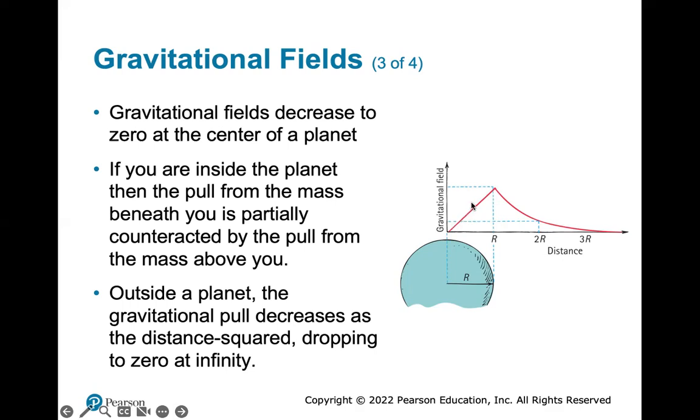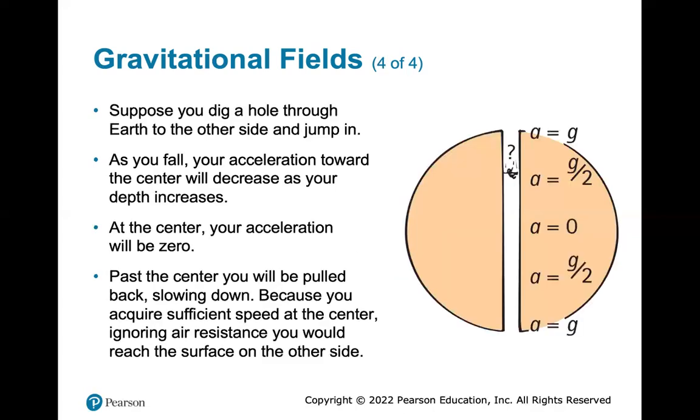As you move out, it increases linearly. And then once you reach the surface, it's the same inverse square law that the gravitational field falls off by. Outside the planet, the gravitational pull decreases as the distance squared, dropping to zero at infinity.